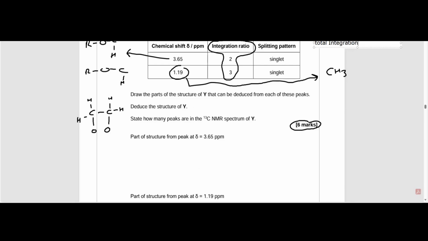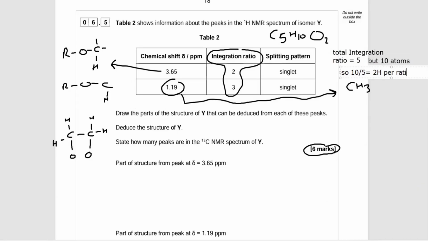Now what I need to do again is look at this integration ratio. Remember, the integration ratio is 3 and 2, which is 5. The total integration ratio is 5, but we have 10 hydrogens. So each integration ratio unit, there's 5 units there, is worth 2 hydrogens. So 10 divided by 5 is 2. As the integration ratio is 3, I've got 3 times 2. I must have 6 hydrogens in this hydrogen environment.